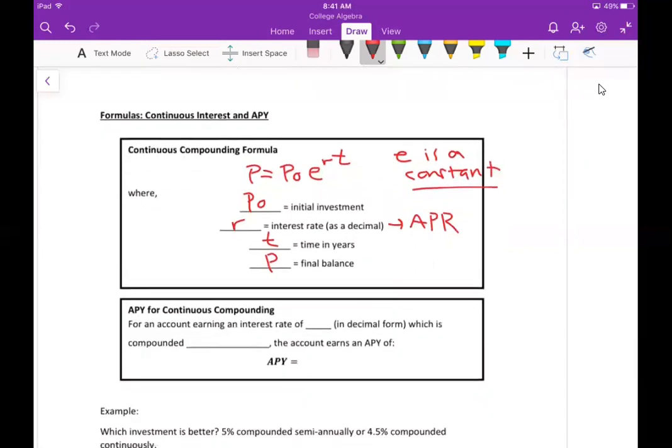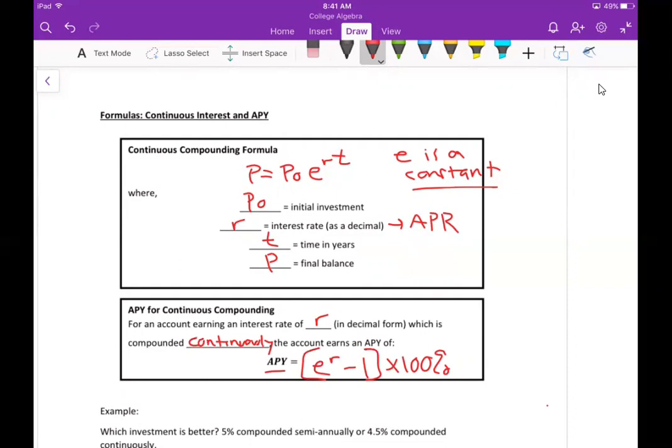That means we have a slightly new formula for APY, right? We have that interest rate, that r, APR that we're given, but if we have a compounding continuously account, then we take that growth factor minus 1 to get to the growth rate, times 100% to know what that effective rate is.